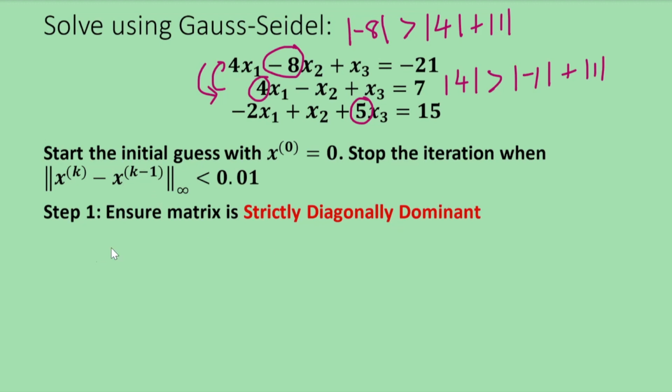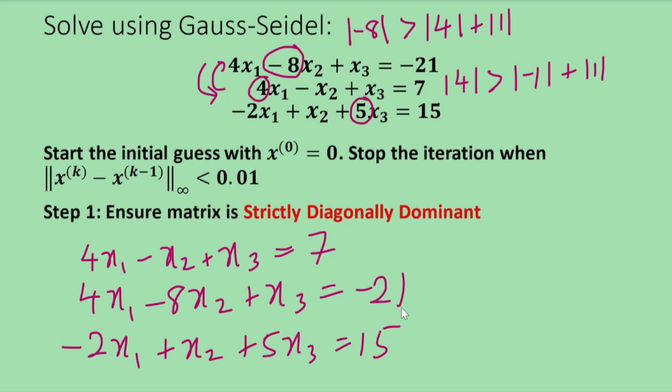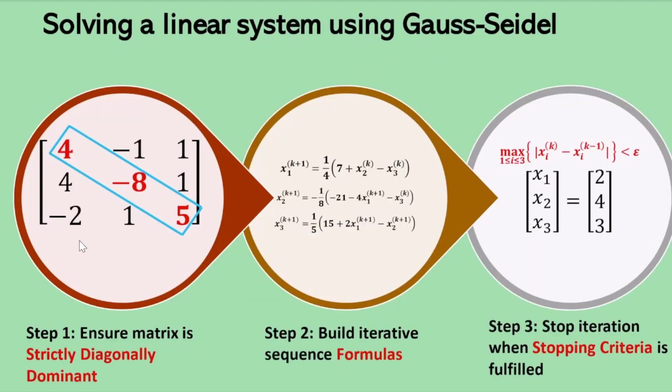So here I would have 4x1 minus x2 plus x3 equals 7. 4x1 minus 8x2 plus x3 equals negative 21. And negative 2x1 plus x2 plus 5x3 equals 15. Okay, and this is strictly diagonally dominant. So class, we have completed step 1. We have ensured that the matrix is strictly diagonally dominant. And now we're going to go into step 2.